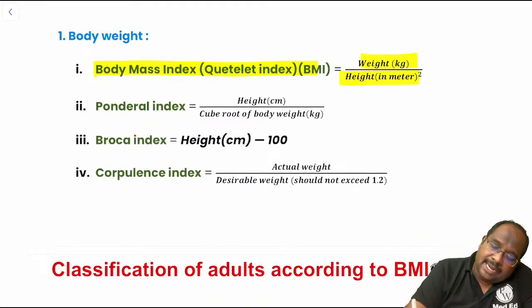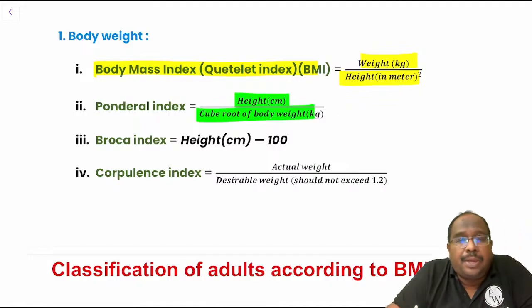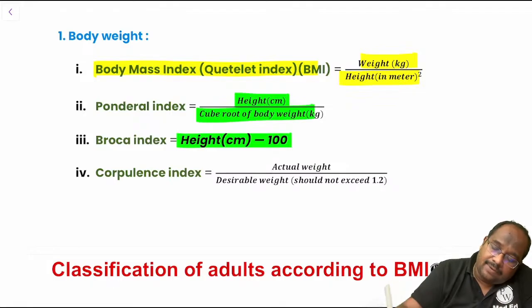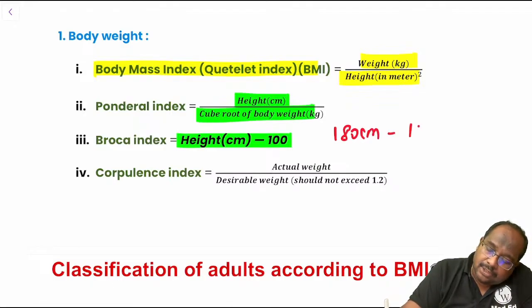Ponderal index has been asked as an MCQ: height in centimeter over the cubic root of body weight. Broca's index is height in centimeter minus 100, and that's your ideal weight. Suppose you are 180 centimeters, then 180 minus 100, your ideal weight should be 80 kg.